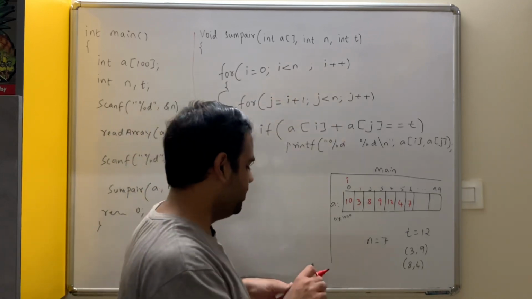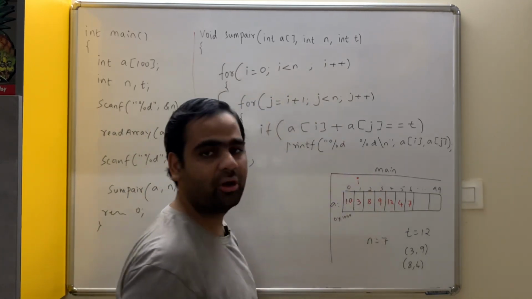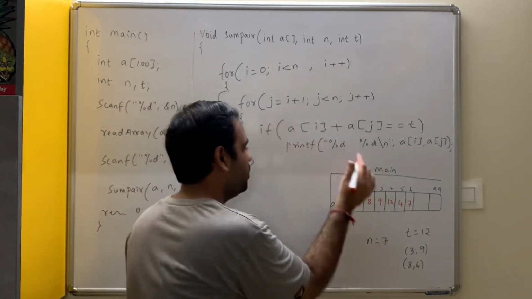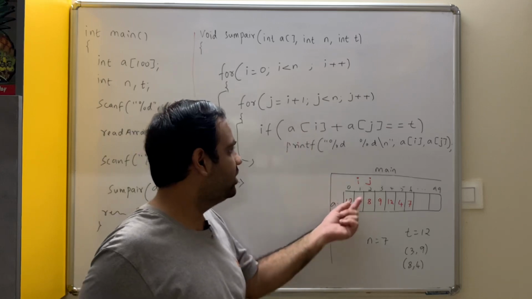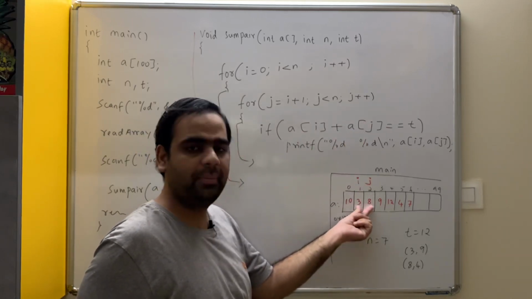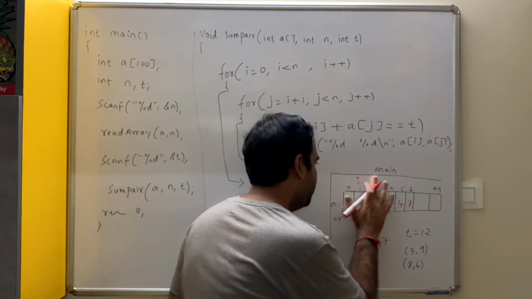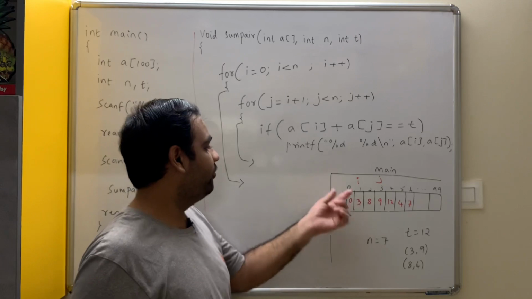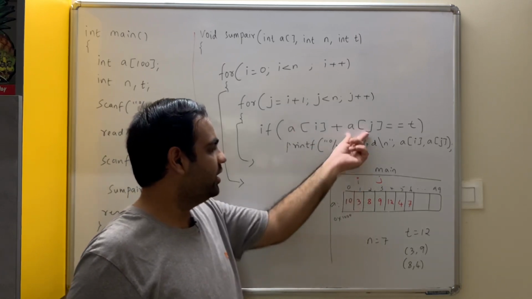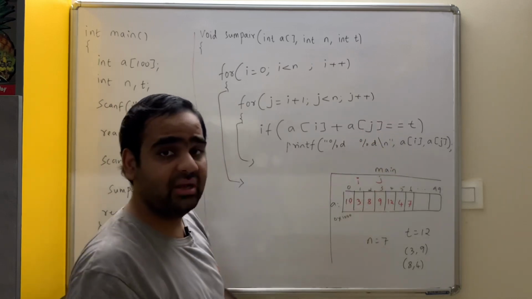Again you say i plus plus. That means with respect to 3, now we want to form the pair. j is equal to i plus 1, the value of j will be 2. Now consider a of i is 3, a of j is 8, 3 plus 8 is 11, 11 equal 12, the condition is false. Now you say j plus plus, the value of j becomes 3. A of i, what is a of i? 3, a of j is 9, 3 plus 9 is 12, 12 equal 12, yes sir.